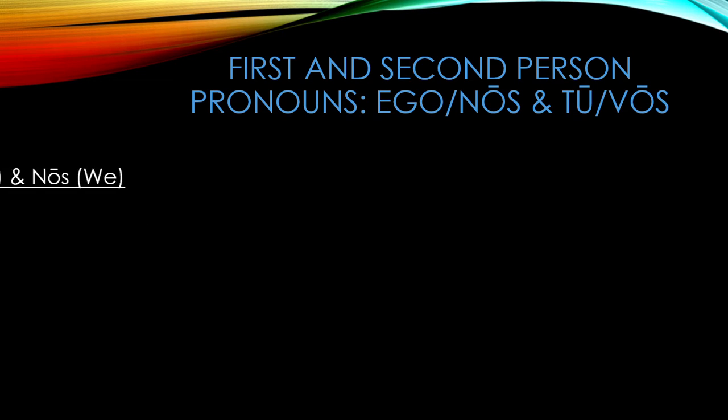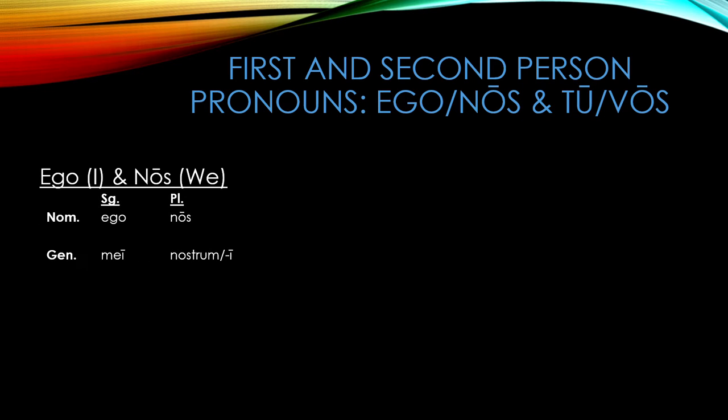You can see on your screen now the declension of the first and second personal pronouns in the singular and plural. The first person singular pronoun is ego. It declines as follows. Ego in the nominative, mei in the genitive, mihi in the dative, me in the accusative, and me in the ablative. In the nominative it is translated as I, and in all other cases it is translated as me.